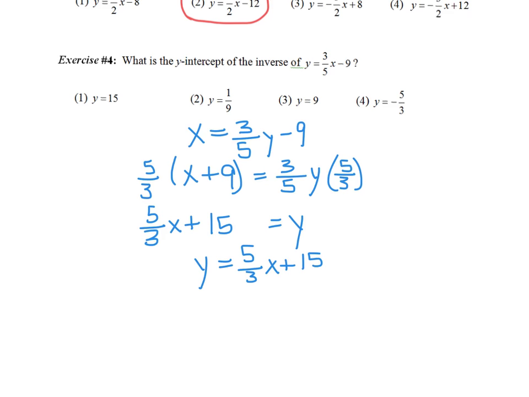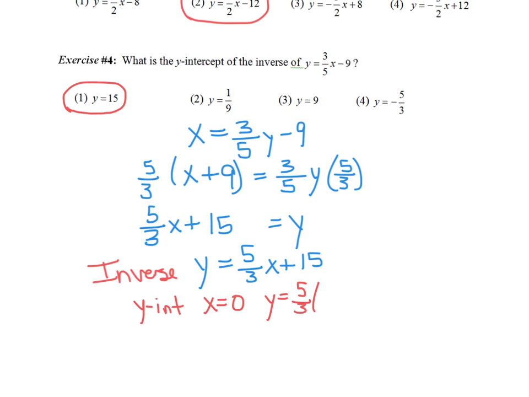Now this question asks us, let's label that as the inverse. This question is asking us to identify the y-intercept of that inverse. So of course, to find the y-intercept, in y equals mx plus b form, the b value for this problem is equal to 15. So that's my y-intercept. Remember that the y-intercept is also the y-answer when x is equal to 0. So we could have substituted a 0 in for x. So 5/3 times 0 plus 15 also gives us that final answer for our y-intercept of 15.